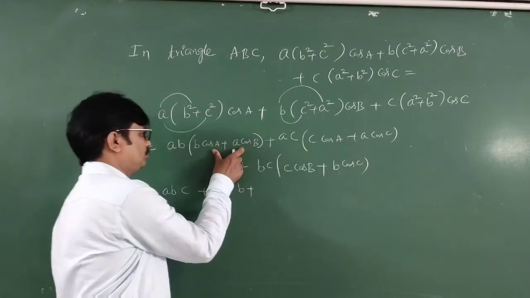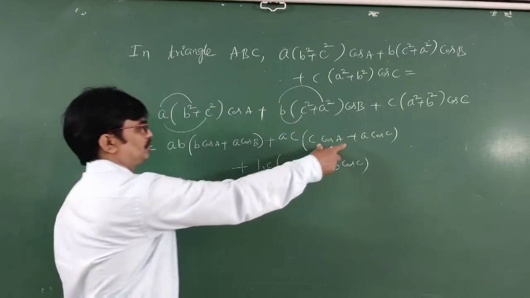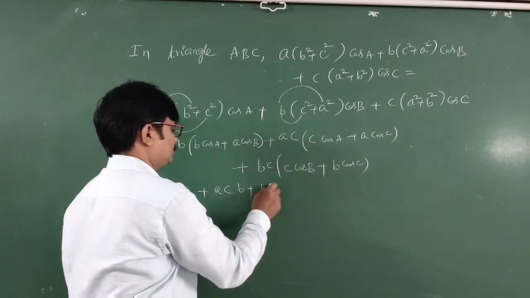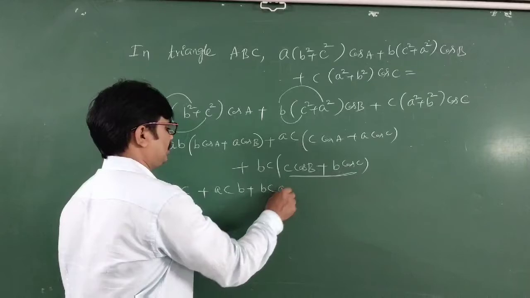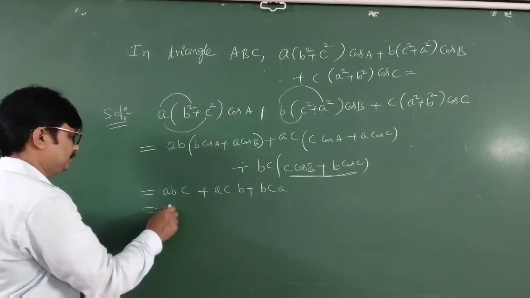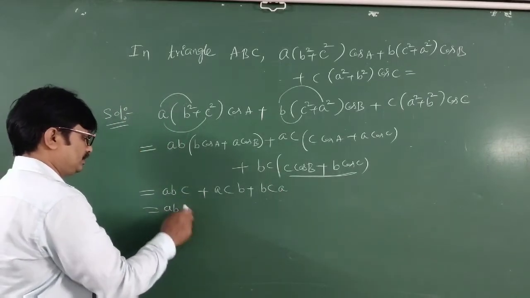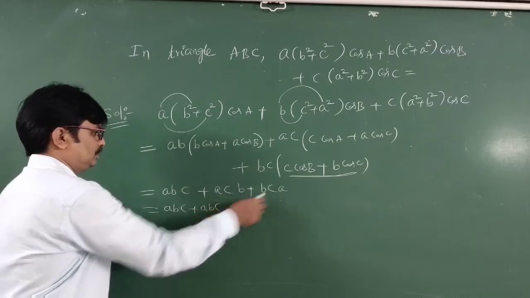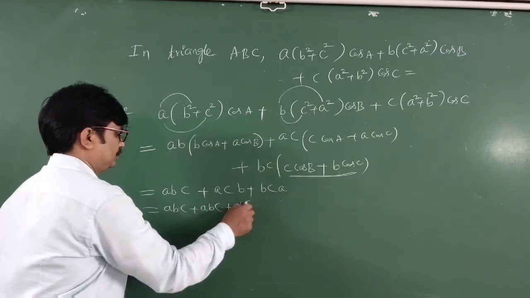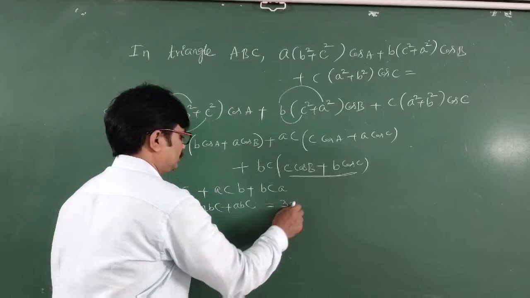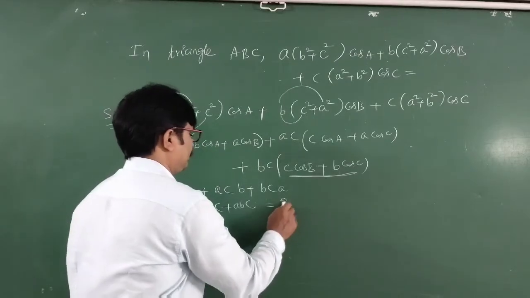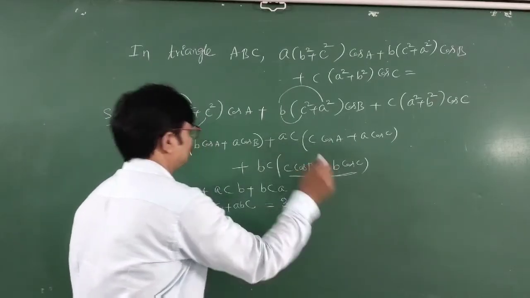From the projection rule, this is c. From the projection rule, this is b. My dear students, this one is a. So abc plus abc plus abc, this is 3abc. Okay.